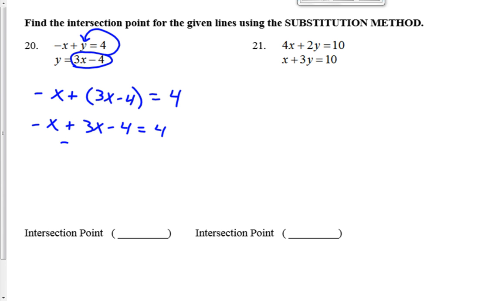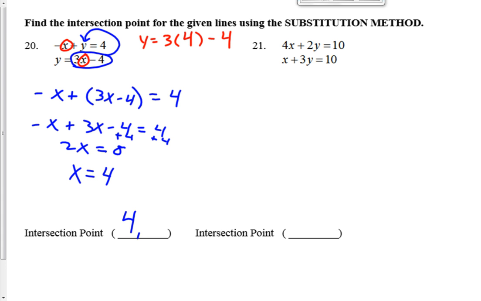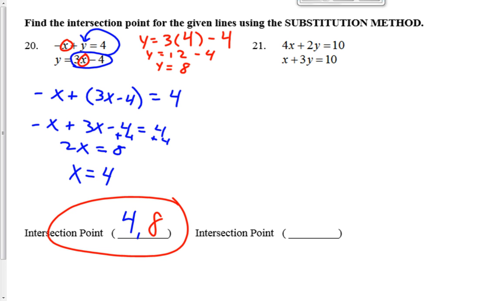So negative x plus 3x is 2x. And I'm going to add 4 to both sides. That equals 8. So x equals 4 when I divide both sides by 2. So my x-coordinate is 4. My y-coordinate, I could simply put x into here or to here. It doesn't matter which one to solve for y. So y equals 3 times x minus 4. And we just found our x to be 4. So 3 times 4 is 12. 12 minus 4 is 8. So 4, 8. There's our answer for question number 20.